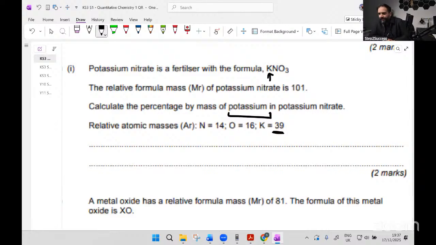Well, K is worth 39, and there's only one of them. So it's 39 out of 101. That's the fraction of potassium in this compound. Turn it into a percentage by multiplying it by 100.